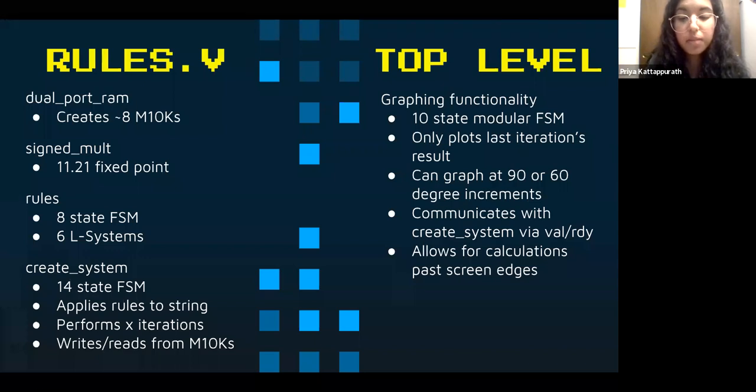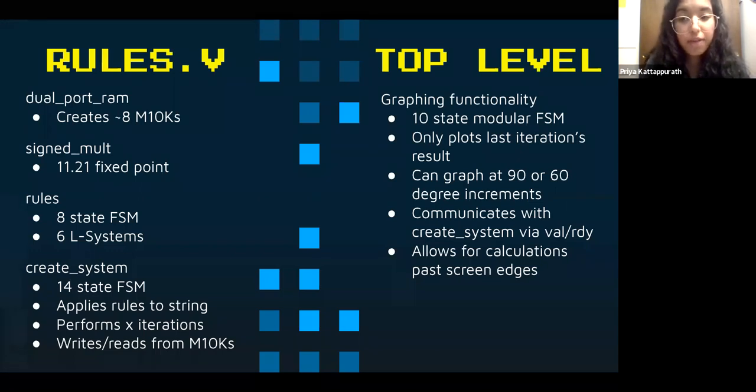And we communicate with create system via a valid-ready interface, so it is waiting for the specific character to be translated through the whole pipeline. And it also has the PIO ports that communicate with the C code, which we'll talk about on the next slide.